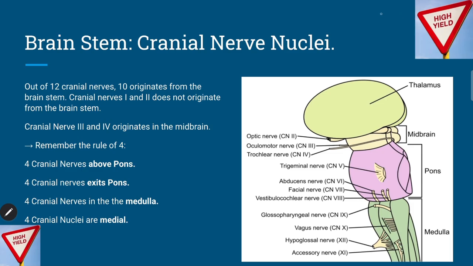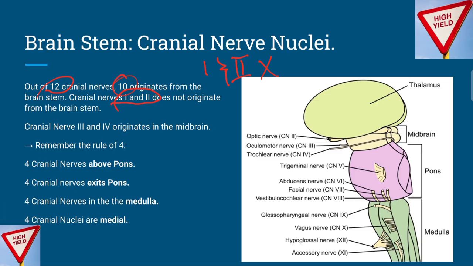Now we are going to come to this major topic where we are looking at the cranial nerve nuclei. As I discussed before, 10 out of 12 cranial nerves originate from the brainstem. Cranial nerves 1 and 2 do not originate from the brainstem, so you need to remember that. The first two, 1 and 2, do not come from the brainstem. 3 to 12 come from the brainstem, and this is one of the ways that you can remember this.